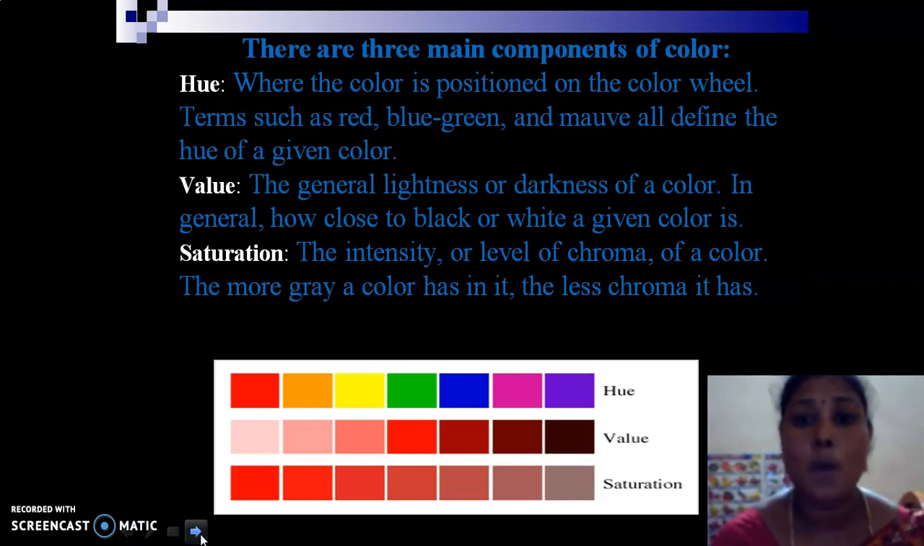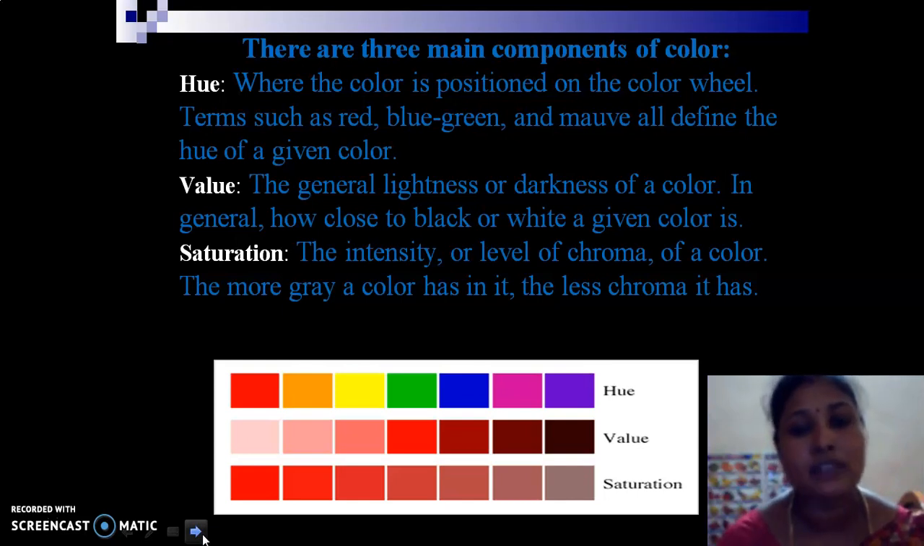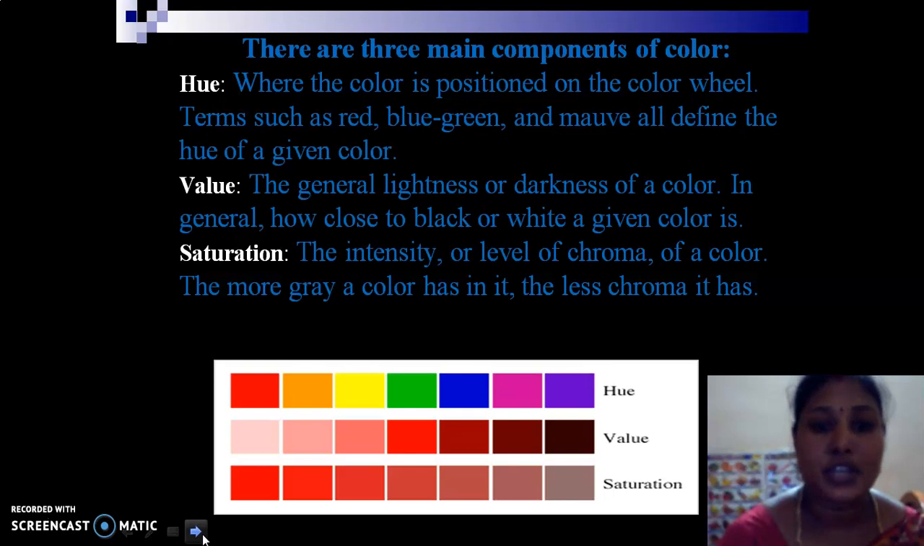There are three main components of colors: hue, value and saturation. Hue is the primary colors such as red, green, blue. The major colors are called hue colors. Value means the lightness and darkness of the colors. Saturation means the intensity or the level of chroma. The more gray a color has in it, the less saturated it is.